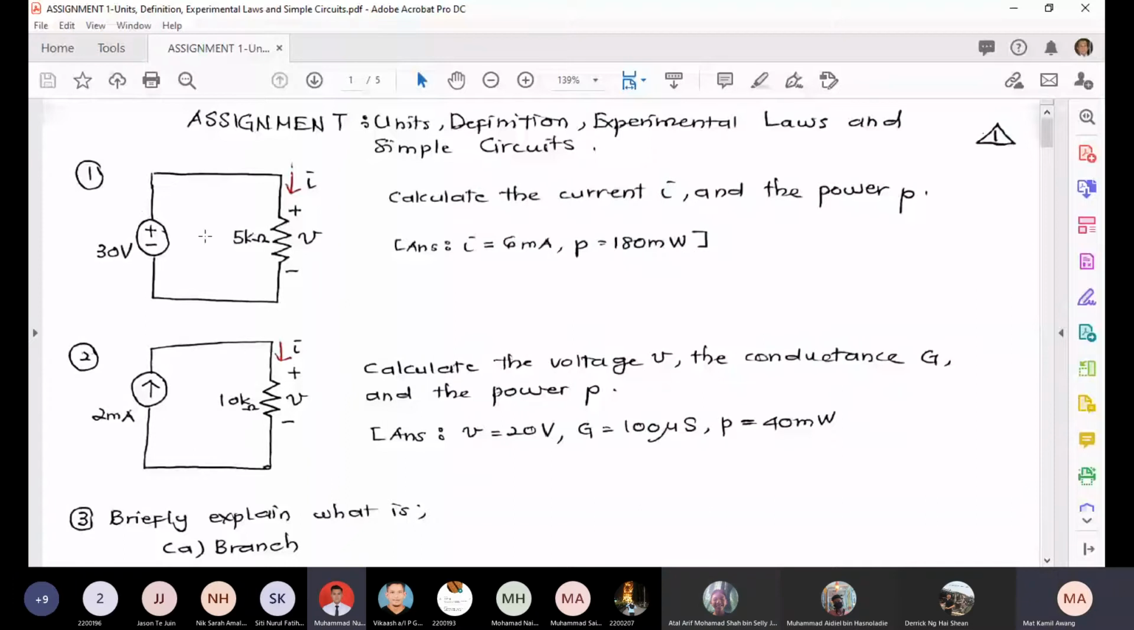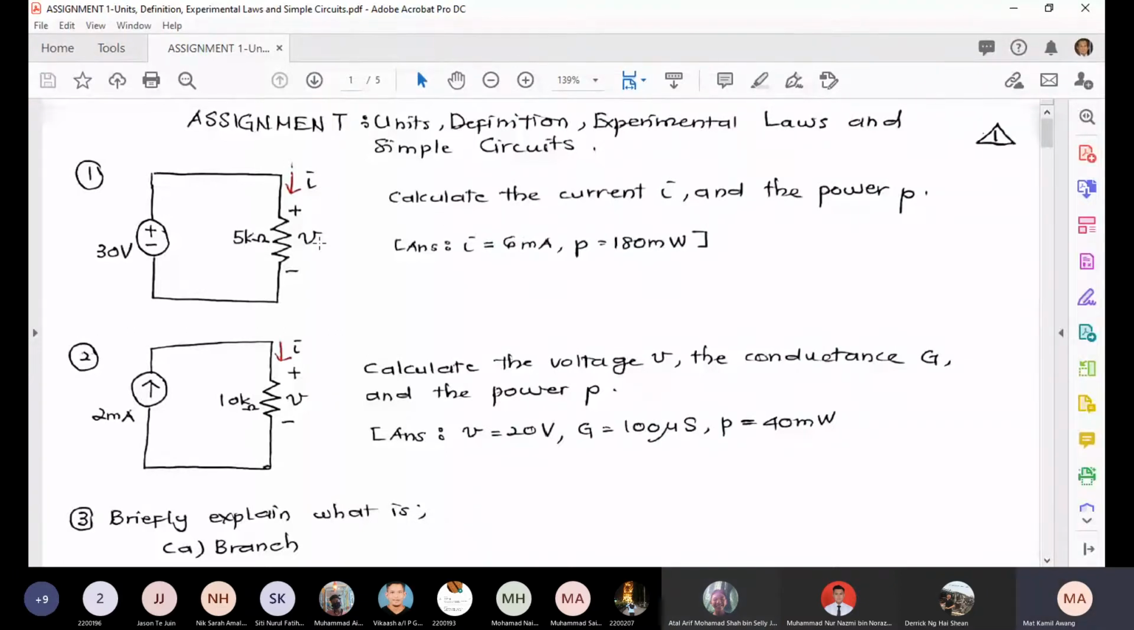By the power source. That is actually a voltage source. The voltage source symbol is plus minus. And number two is a current source, where you have an arrow. So it says calculate the current I and the power P.